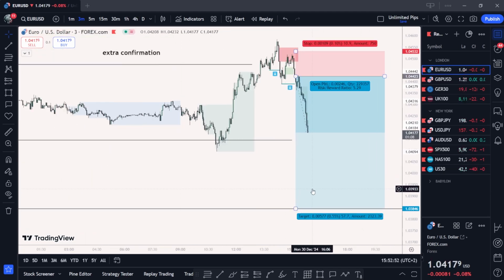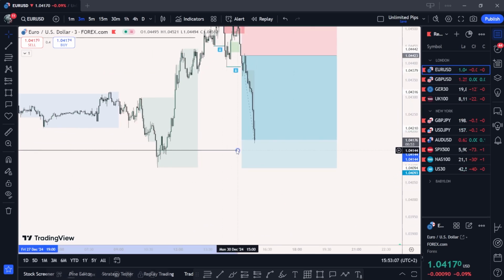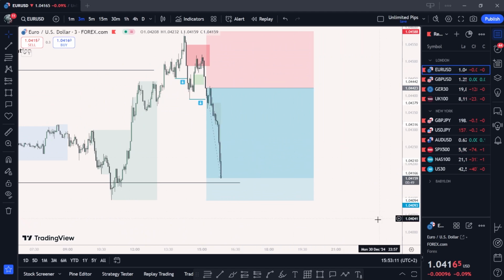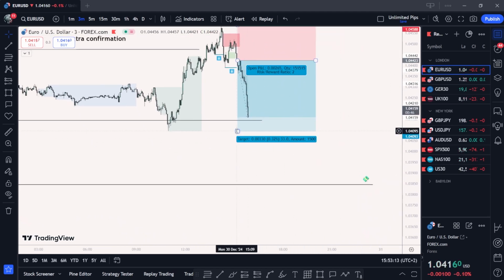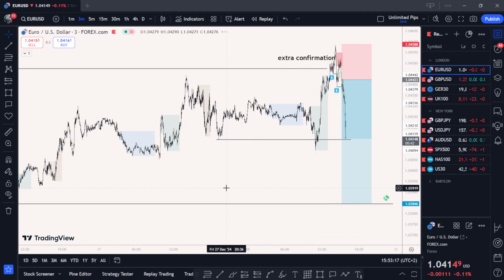Now what I would do here is probably take some partials around 3R, around either this level, because it's already rated, or this low. I'm gonna go break even on the trade, and then I'm gonna let price run towards final TP, which is at 3.5.